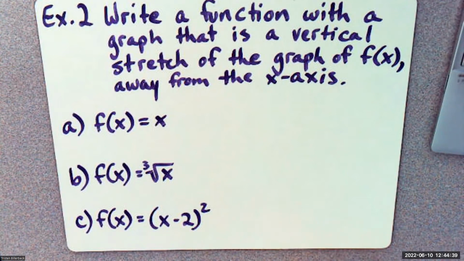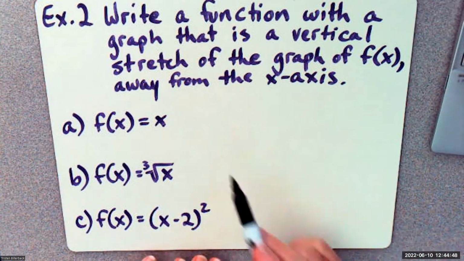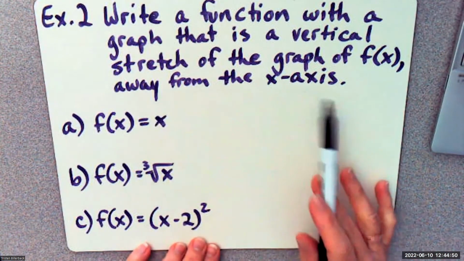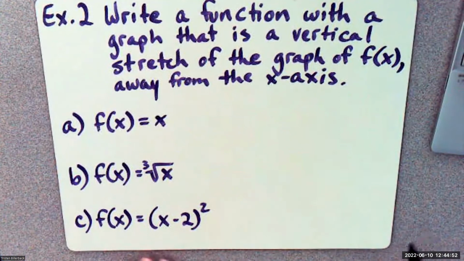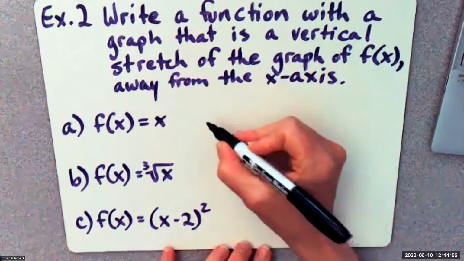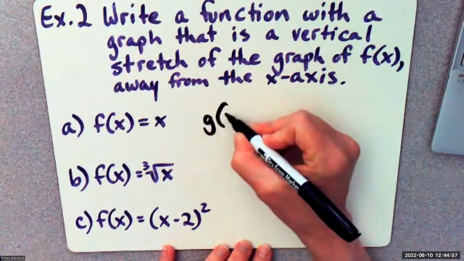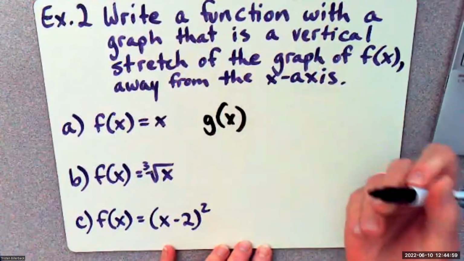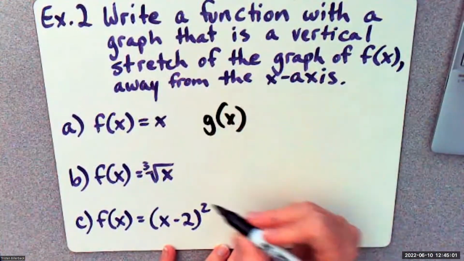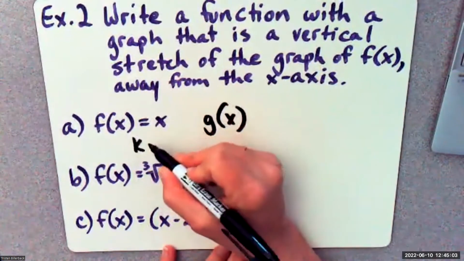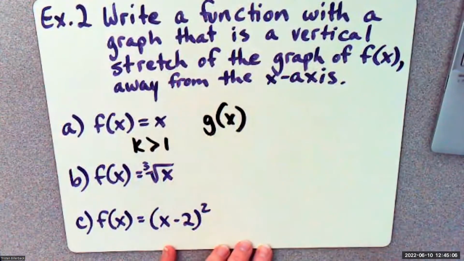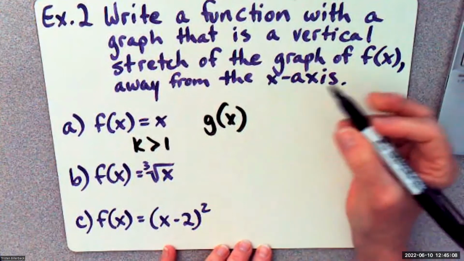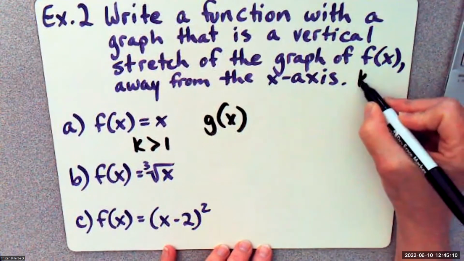So let's write a function with a graph that is a vertical stretch of the graph f of x away from the x-axis. So that's important. It's away from the x-axis and it's more toward the y-axis. So if we want to write this as a vertical stretch, then anything that's greater than 1 as my k. So k has to be greater than 1 for this to happen. So I should write that right here.